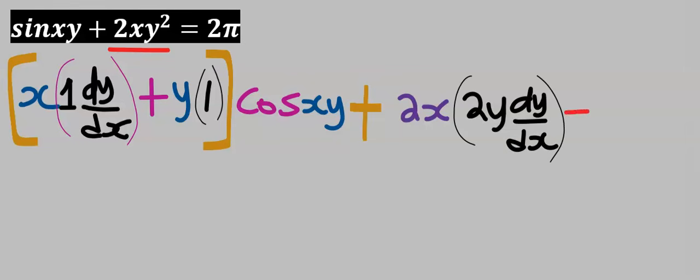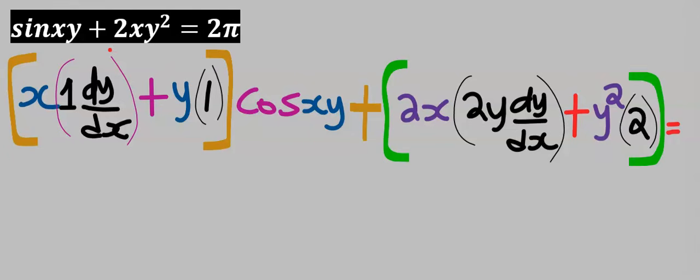Next, I will put a plus. Next, I will keep y squared constant. When I differentiate 2x, I will get 2. The differentiation of this gave us this. Next, let's differentiate 2 pi. Here, there is neither x nor y. Hence, when you differentiate 2 pi, it is 0.